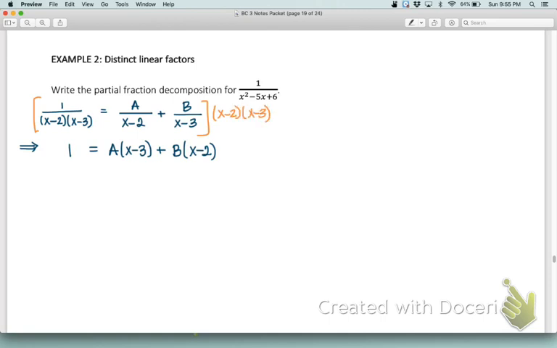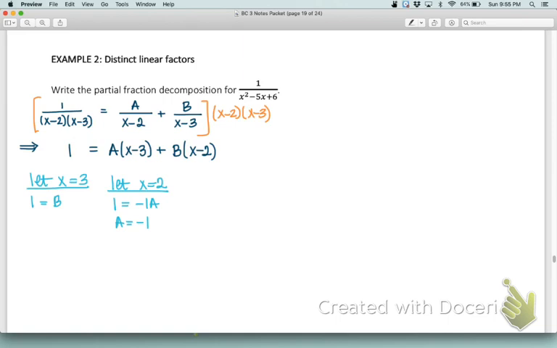2, x minus 3. Okay, this is where we get to choose values that we like. So I'm going to let x equal 3. When that is the case, I get 1 equals a times 0 plus b times 3 minus 2, which is 1. So 1 equals b. It doesn't always work out this way, but that's what we've seen so far. Now, if I choose to let x equal 2, then that means I get 1 is equal to negative 1a. So a is equal to negative 1.